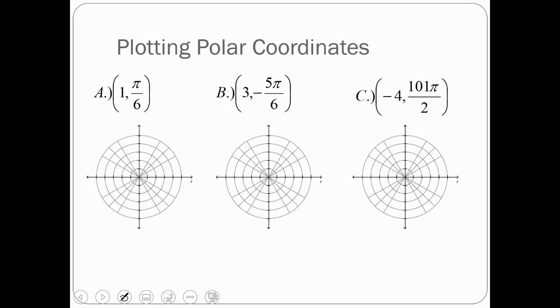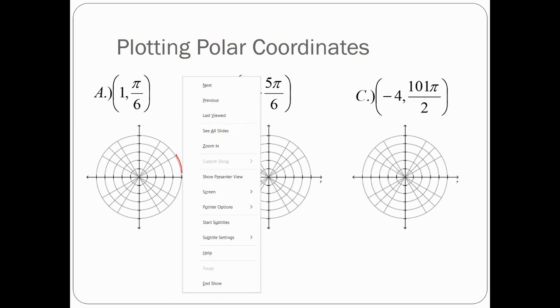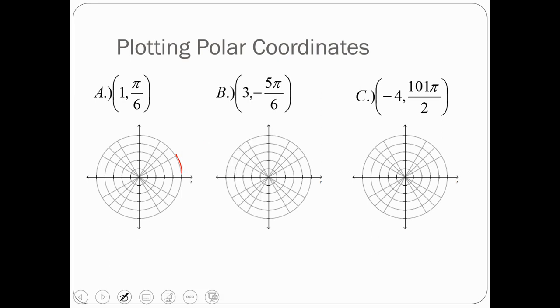So my first example here is 1, pi over 6. Usually I like to go the angle first just because that's what I'm used to. Go pi over 6, and then you're going to go out 1, so that point would be right there. That angle, go out 1. So that is that point right there.